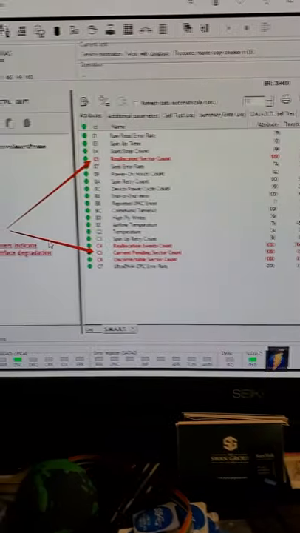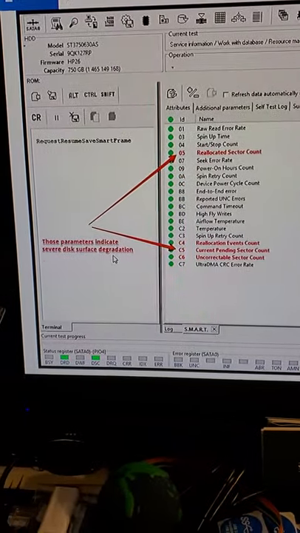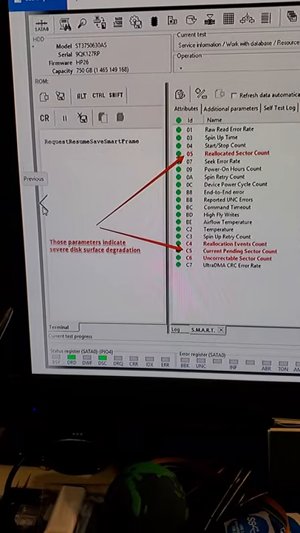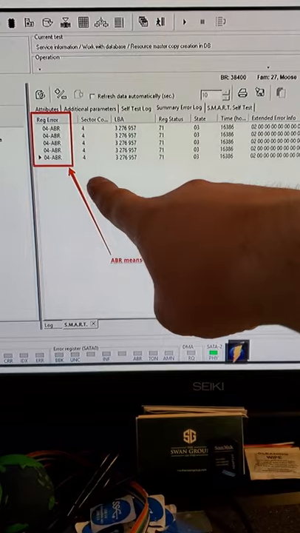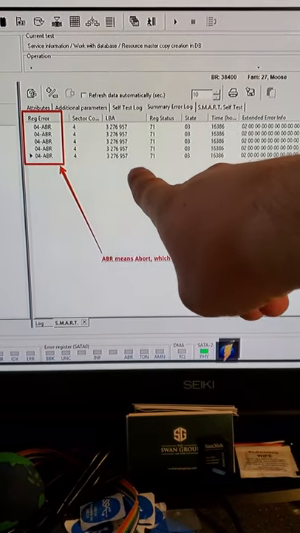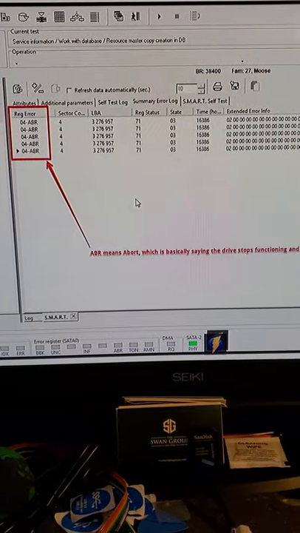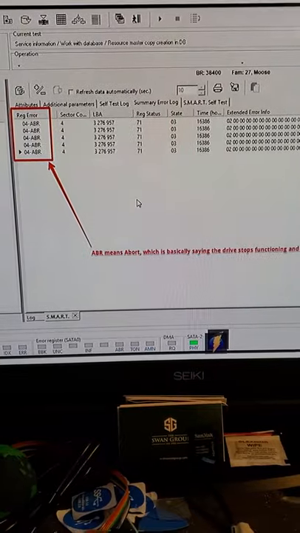indicate that the drive has this surface degradation. Looking at some more detailed data, it shows that the drive is aborting when it reaches those LBAs here. So the drive goes unresponsive and it doesn't work.